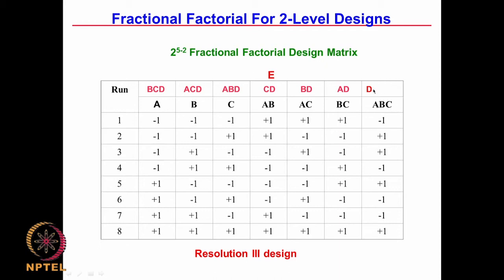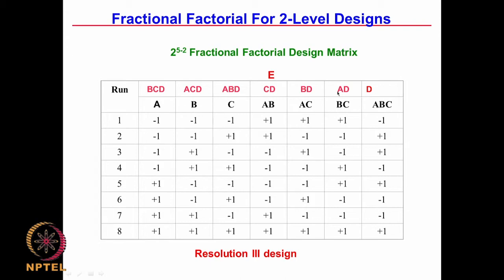Okay. So what happens in this? There is a confounding of A with BCD, B with ACD, C with ABD. Confounding, we have to use the correct word. The 2-way interactions are also confounded. AB is confounded with CD, AC confounded with BD, BC confounded with AD and D confounded with ABC, okay. And this is called a resolution 4 design, because we are having D confounded with ABC, okay. And so the main effects are confounded only with 3-way interactions, and 2-way interactions are confounded with each other, okay.